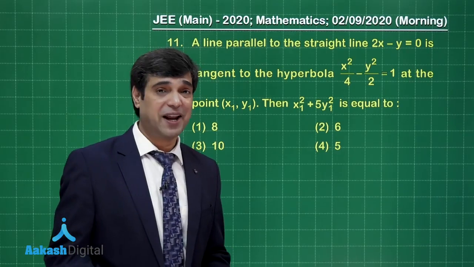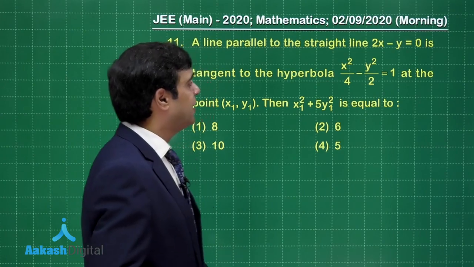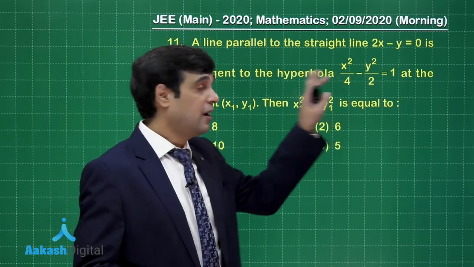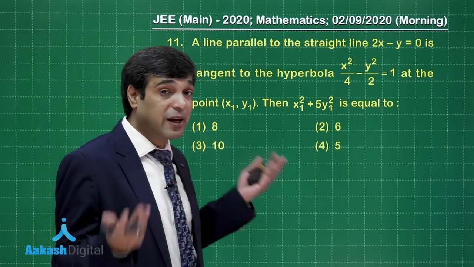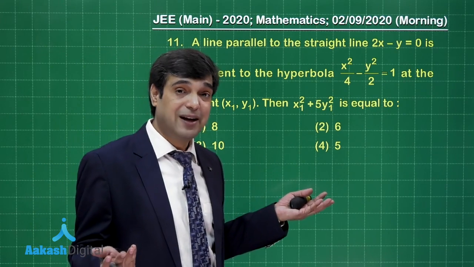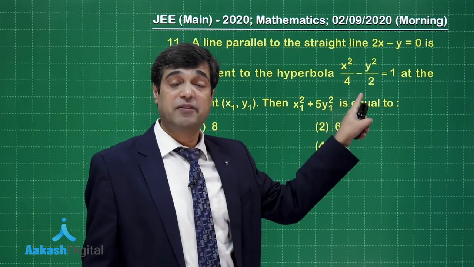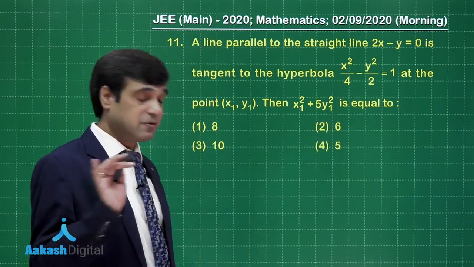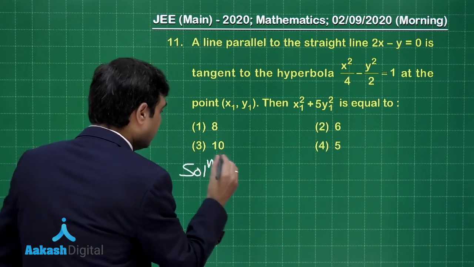So let's move on to another one, that is question number 11. A line parallel to the straight line 2x minus y equals 0 is tangent to this hyperbola at the point x1, y1. So the point is given as x1, y1, and we know the equation of the tangent, how it is defined. It is simply T equals 0, that is x1 upon 4 minus y1 upon 2 equals 1. They are asking for the simple value x1 square plus 5y1 square. Simple one, let's try out.